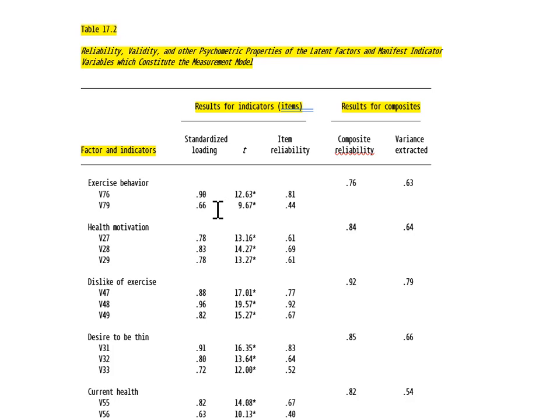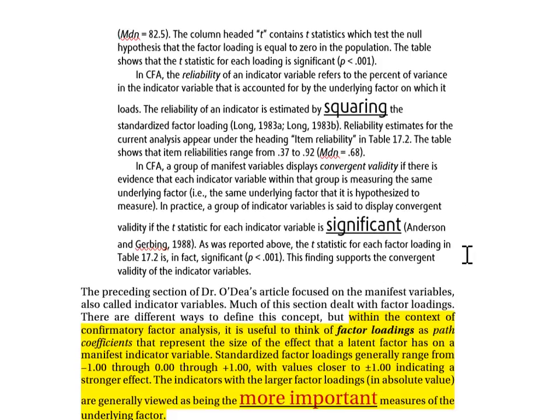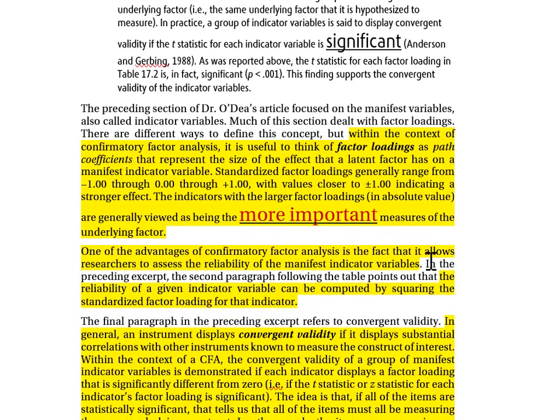V79, its factor loading of 0.66 is significantly different from zero. So both 76 and 79 show decent item reliabilities, and they're both significantly different from zero, and that means they both show acceptable levels of reliability and acceptable convergent validity in measuring the factor exercise behavior. Again, we'll come back and summarize the results in general before long. Let's keep plowing ahead. We're on page 13.